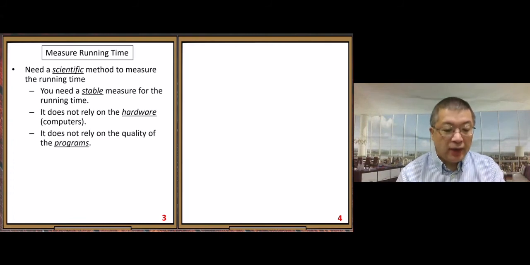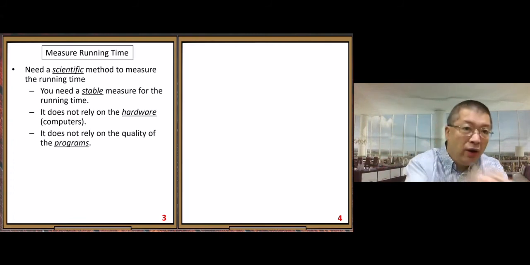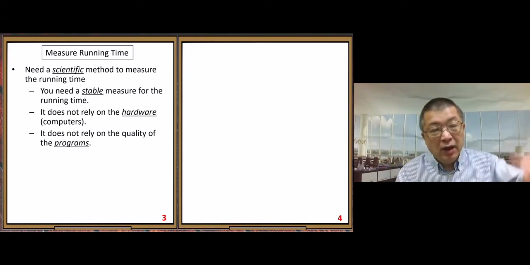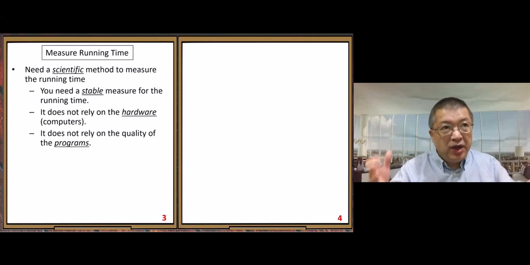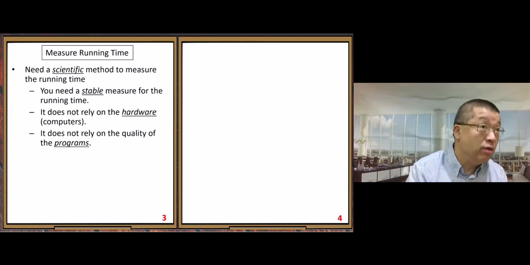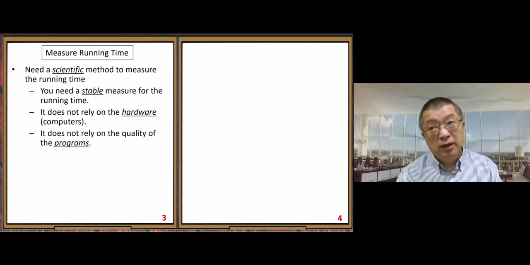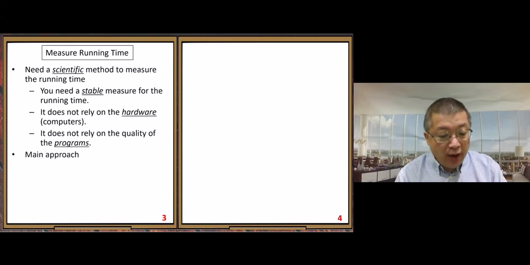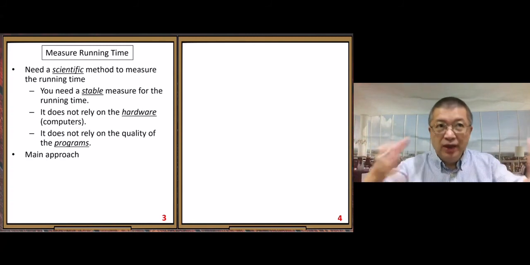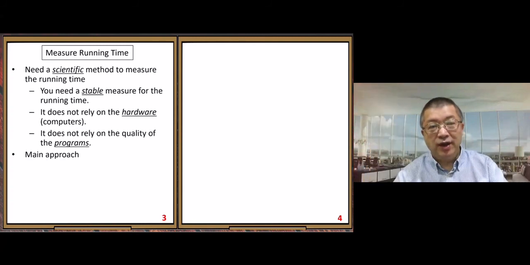It also does not rely on the quality of the programs, another factor that can make running time slower or faster. Quality of the program, right? But a good measure should not rely on that. All right, so the main approach we used. We did a few examples, but here we try to summarize the theory a little bit.